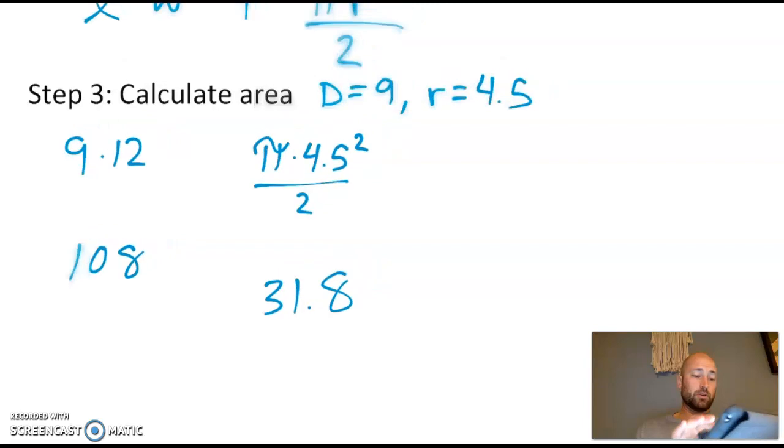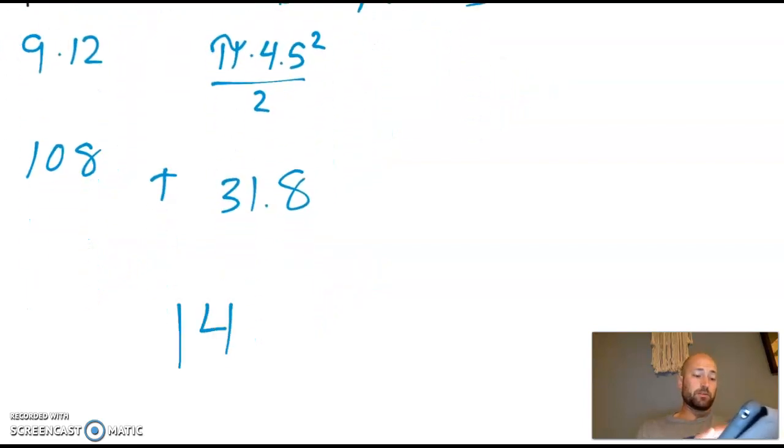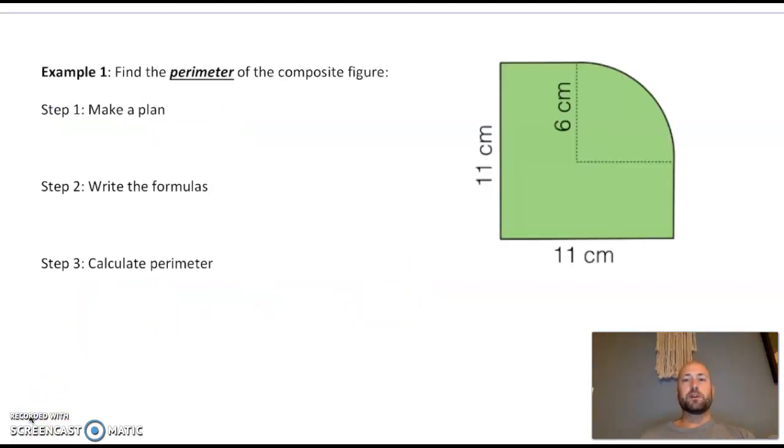Which I'm going to leave at 31.8. So 108 plus 31.8. My final answer is 141.8. Always adding my units, since it's area, that is centimeters squared. Moving on to our next composite figure.